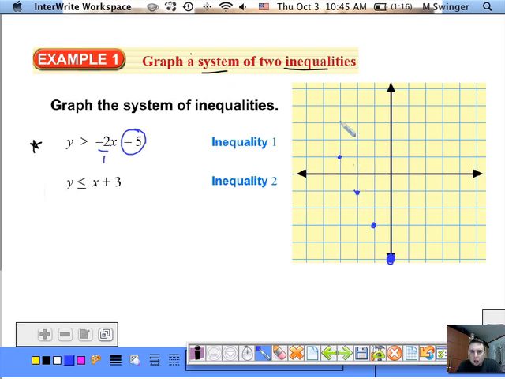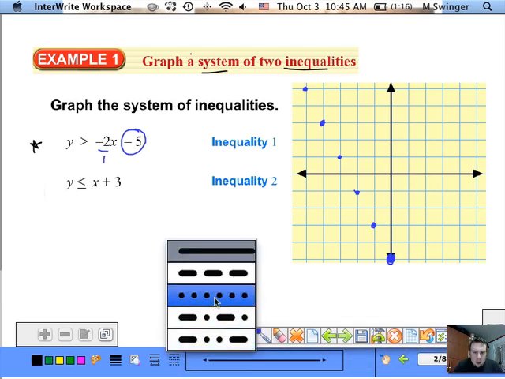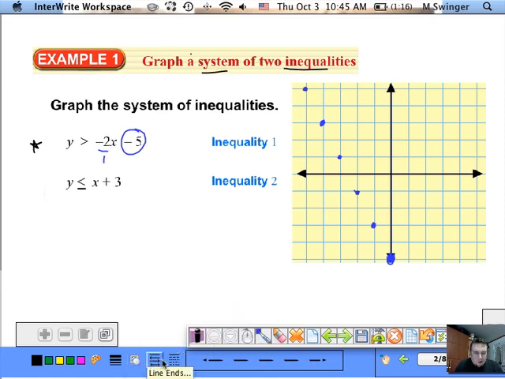I'm going to do this. You don't have to keep doing this, but I'm doing it for a purpose here. And it's not equal to it, so it's a dashed line. So I'm going to come over here and give me a dashed line, and that should be good like that. Let's see what happens here. There we go, dashed line.